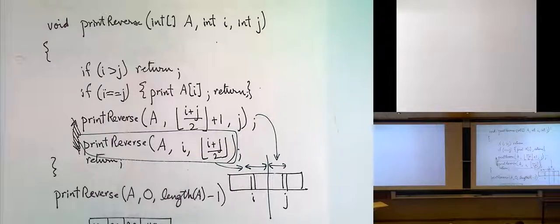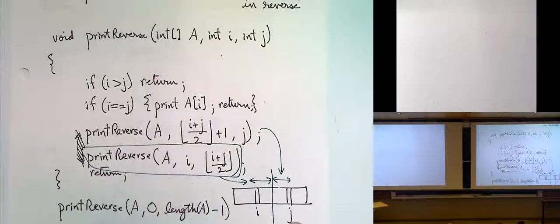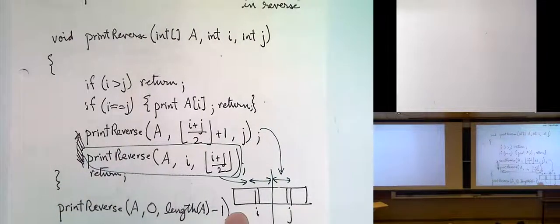I'm sorry, say it again. Well, okay, so you don't have to break this in half to print. You can print in reverse by just looping. You can print it in reverse in many different ways. So you shouldn't think of this as the right solution for printing an array in reverse.